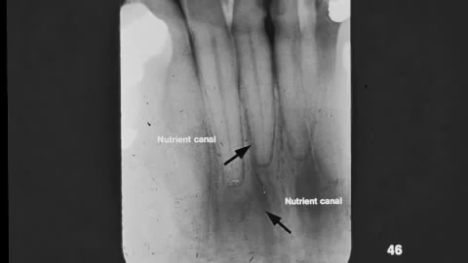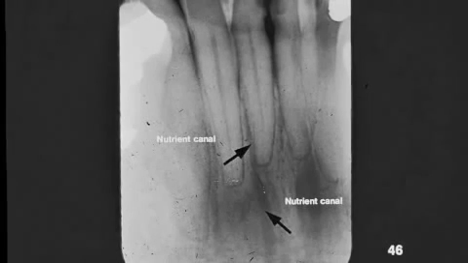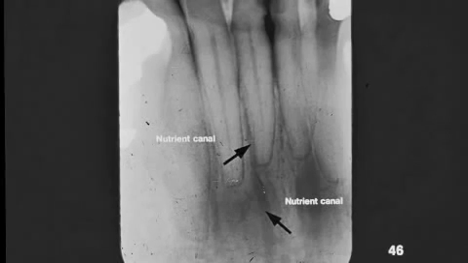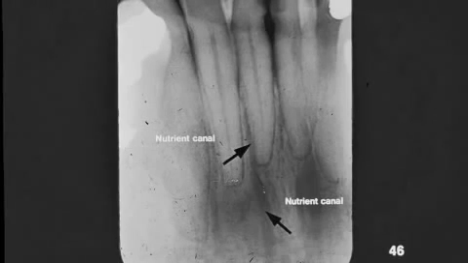Nutrient canals provide nerve and blood supply, nutrients and blood supplies to the teeth and to the bone. They can be seen in any x-ray. This is a great example. If you look closely, you can see other nutrient canals on this slide.